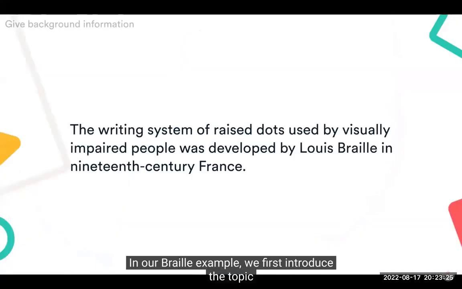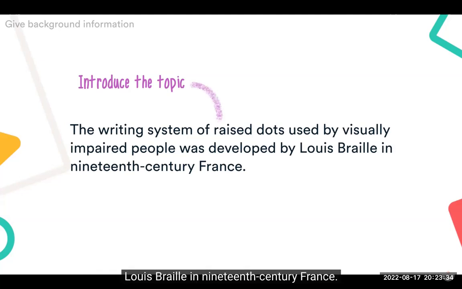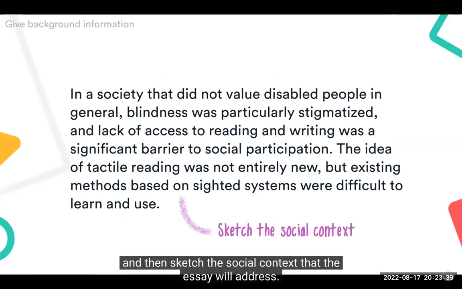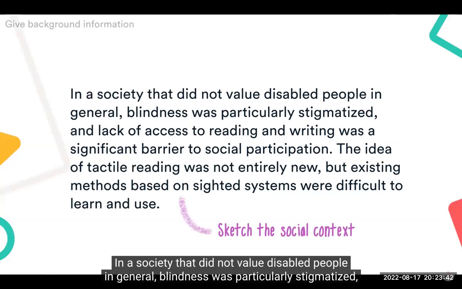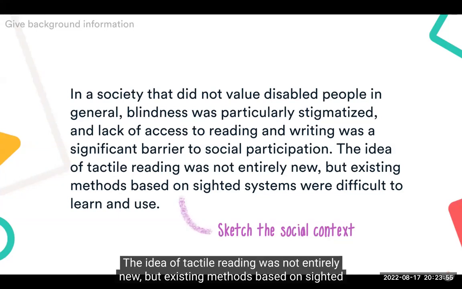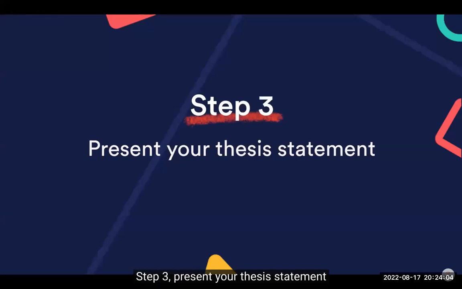In our Braille example, we first introduce the topic. The writing system of raised dots used by visually impaired people was developed by Louis Braille in 19th century France, and then sketch the social context that the essay will address. In a society that did not value disabled people in general, blindness was particularly stigmatized, and lack of access to reading and writing was a significant barrier to social participation. The idea of tactile reading was not entirely new, but existing methods based on sighted systems were difficult to learn and use. Step 3. Present your thesis statement.